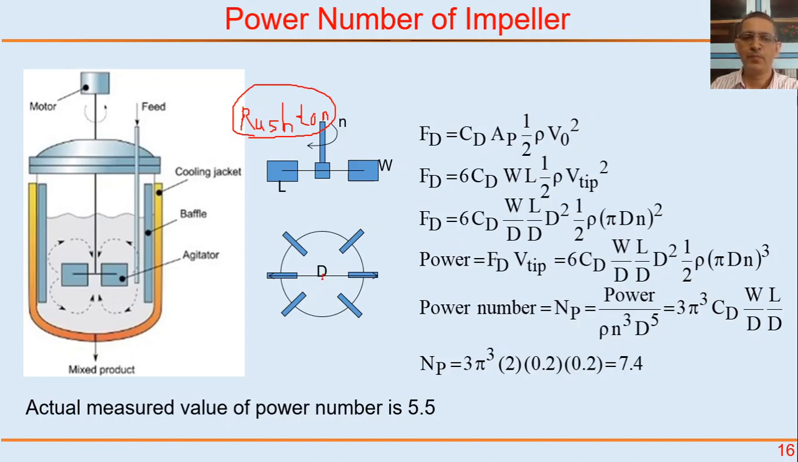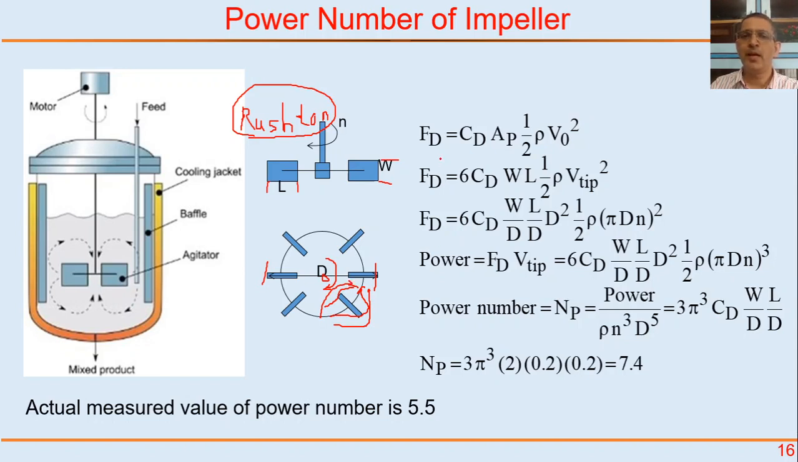There is a shaft here which is connected to the motor, and this is rotating, and this is the central disc, and these are blades attached to that disc, and D is the diameter from this end to this end. W is the width, this is width W, L is the length of the blade. Now imagine this, impeller is rotating, blades are rotating. It is as if the flow is going around this blade. So write an expression for the drag force around this blade.